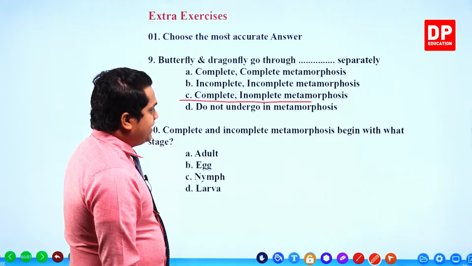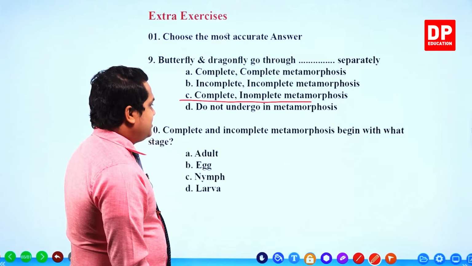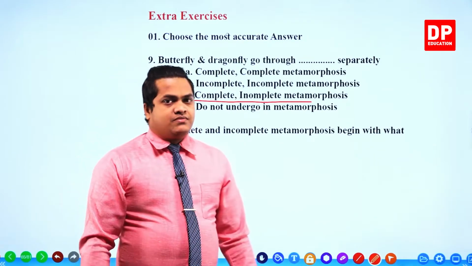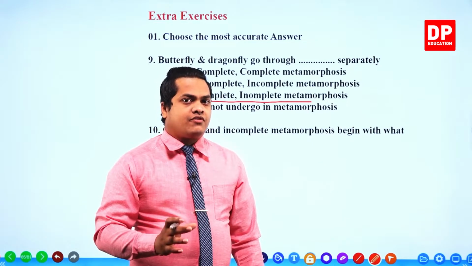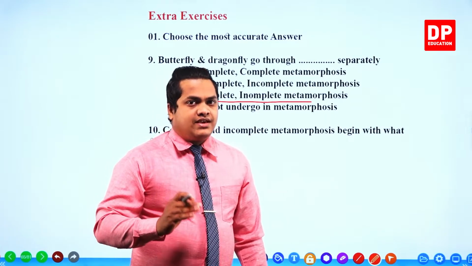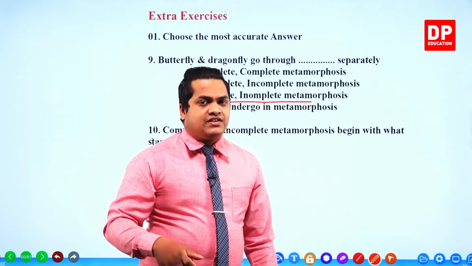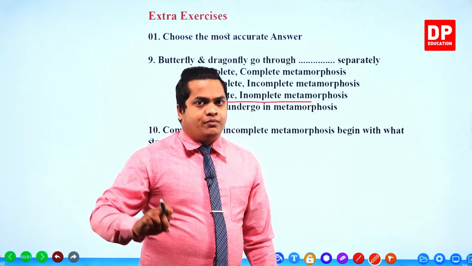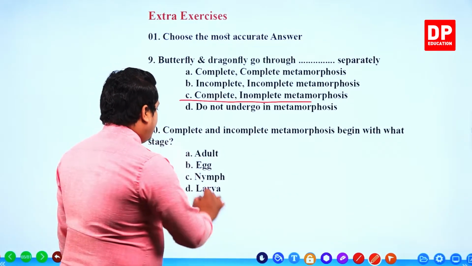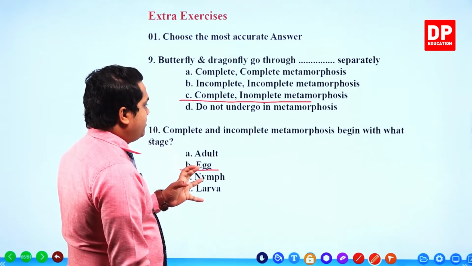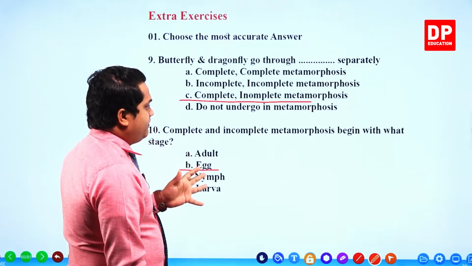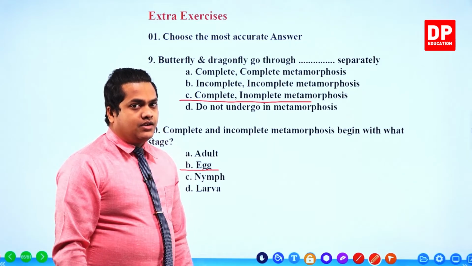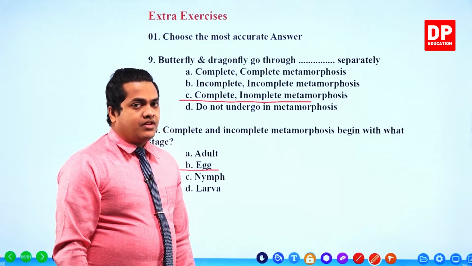Complete and incomplete metamorphosis begin with what stage? No matter whether it is complete or incomplete metamorphosis, my dear children, both start from the eggs, right? In incomplete metamorphosis, eggs are converted into nymph and the nymph to an adult. If it is complete metamorphosis, eggs are converted to larva, larva to pupa, pupa to adult. So no matter what the type of metamorphosis, each and every metamorphosis is going to begin from an egg.